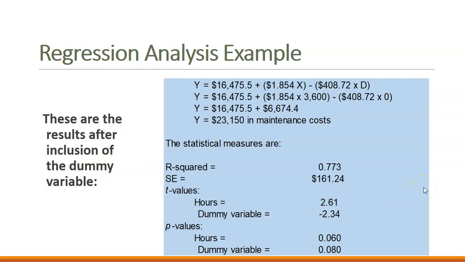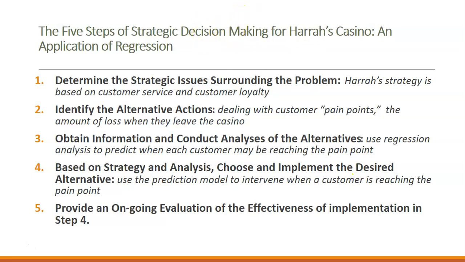After our inclusion of our dummy variable, we see that our R squared number has improved. We use the 5 steps of strategic decision making that we saw in step 1 to look at information. So we have this example from Harrah's Casino and regression analysis.